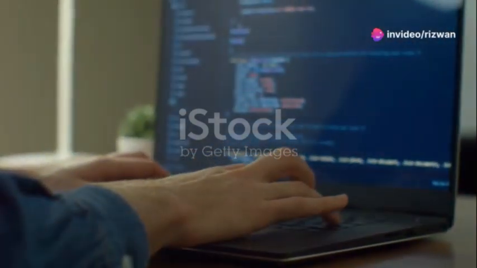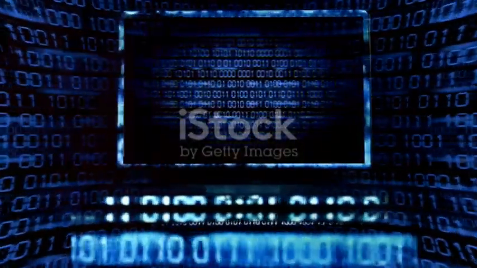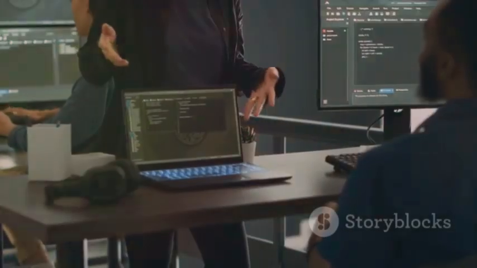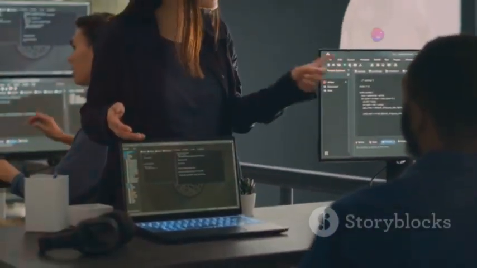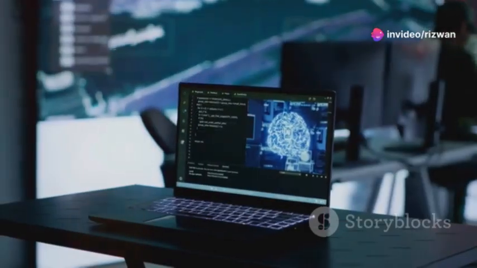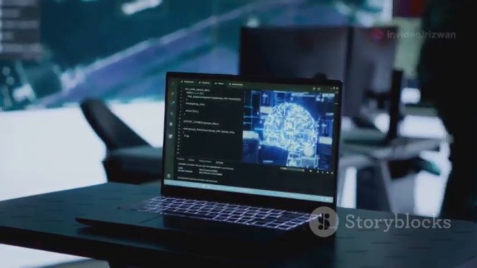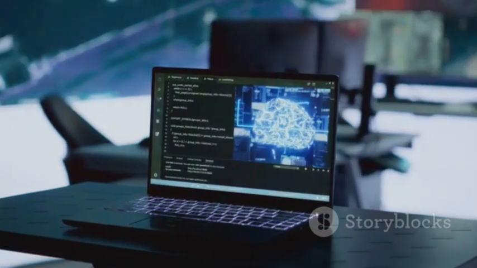Programming languages are the unsung heroes of the digital age. They act as the bridge between human instructions and machine execution. These languages allow us to communicate with computers and build the software that powers our world. From simple websites to complex artificial intelligence algorithms, programming languages are the backbone of it all.